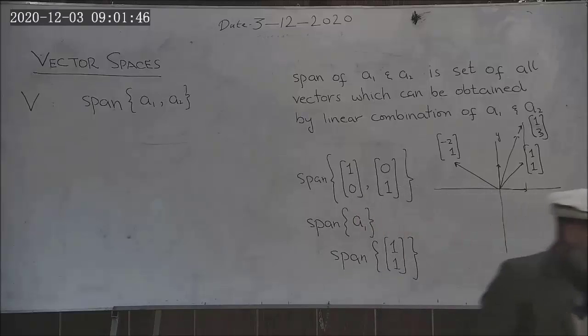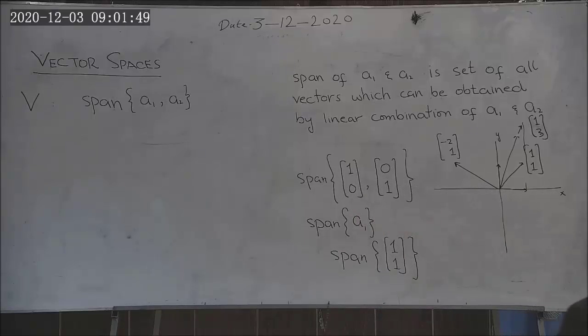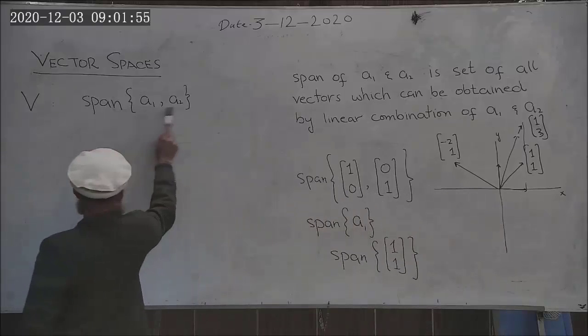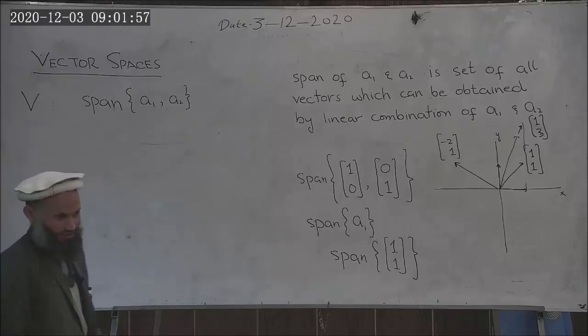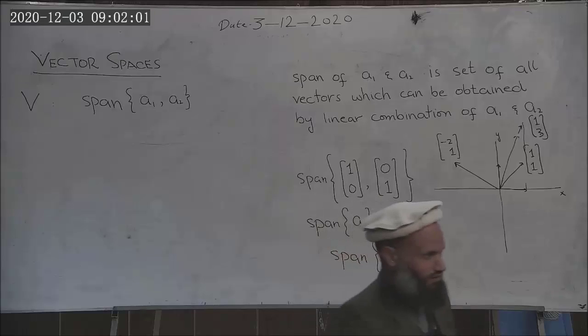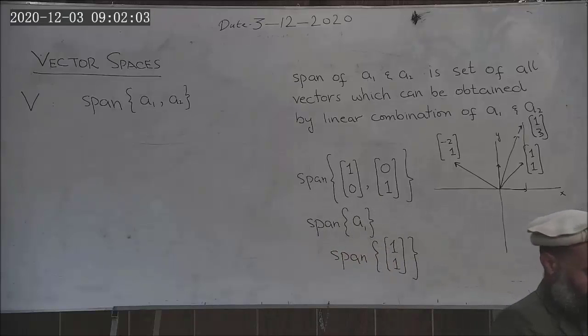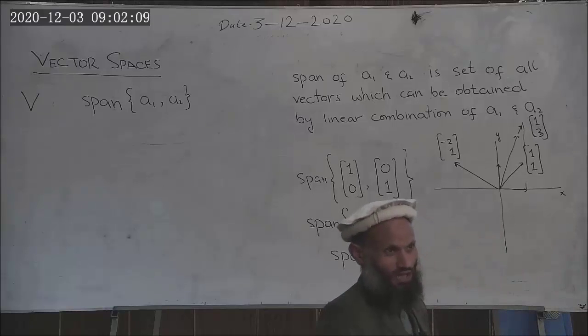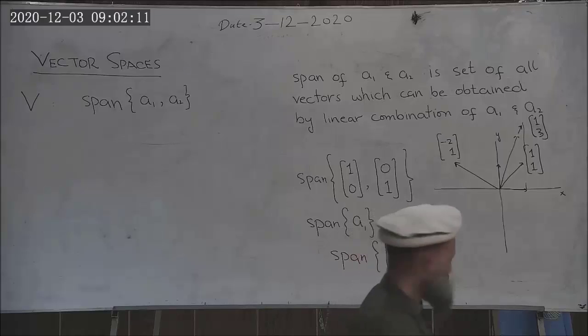So remember that span of vectors is always a vector space. Here, span of vectors is always a vector space because this set satisfies all the axioms which we had listed in the previous lecture. So span of vectors is always a vector space.